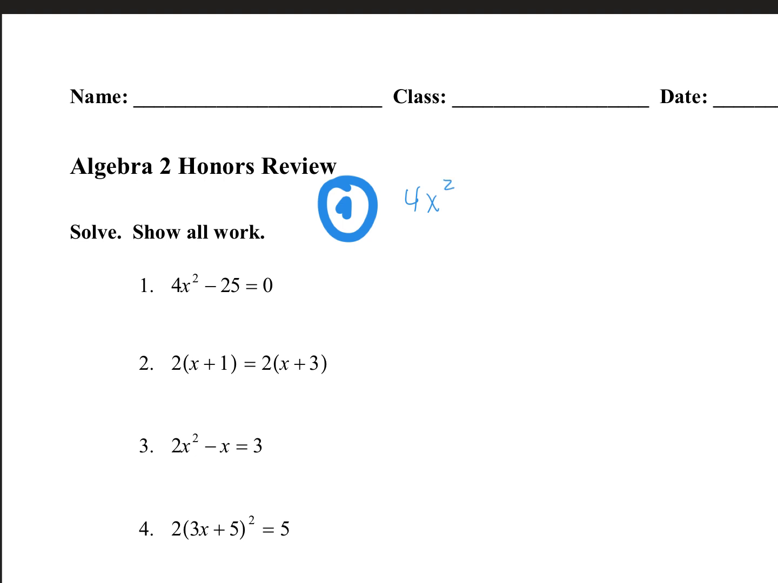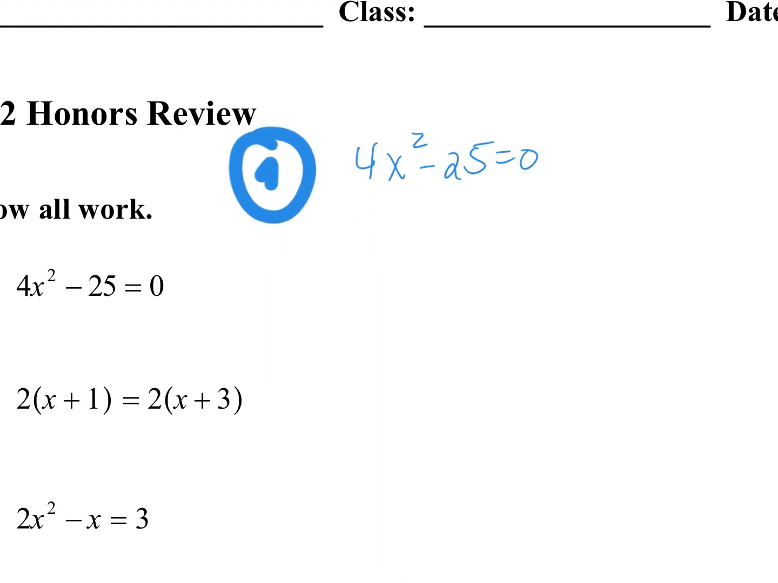So I'm going to say 4x squared minus 25 equals 0. Go ahead and move 25 to the other side. So 4x squared equals 25. Divide by 4. So you have x squared equals 25 over 4. And then take the square root.